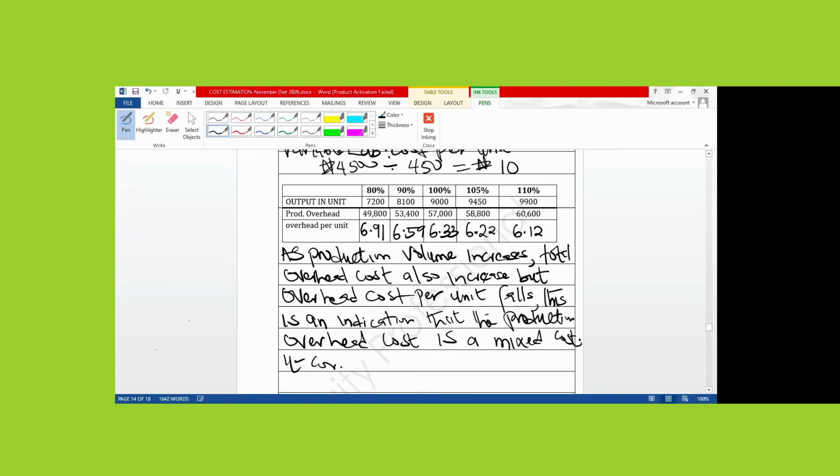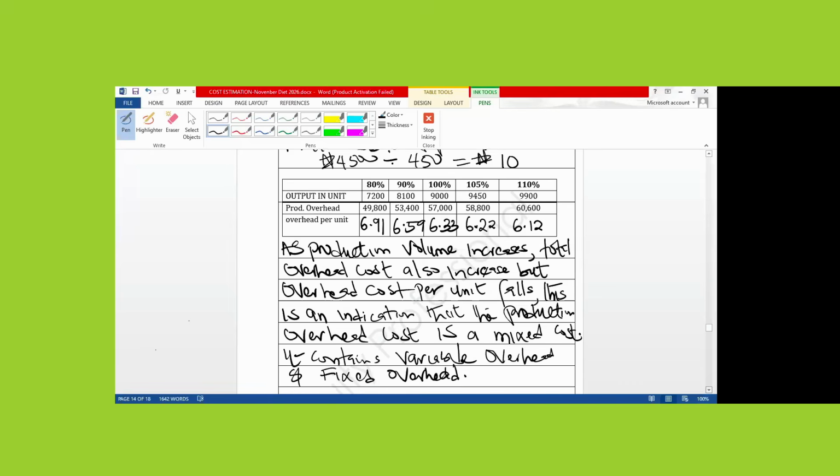It contains variable overhead and fixed overhead. Please, in exam, you don't need to write this. I'm writing this so that this knowledge can be clear to the students. The examiner is aware that you are battling with time.